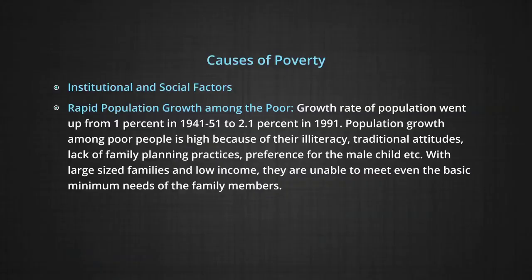The growth rate of population went up from 1% in 1941-51 to 2.1% in 1991, which is phenomenal. The population growth among poor people is high because of their illiteracy, traditional attitudes, lack of family planning practices, preference for the male child, etc. With large sized families and low income, they are unable to meet even the basic minimum requirements or the needs of family members. The third point under this is poor implementation of land reforms.